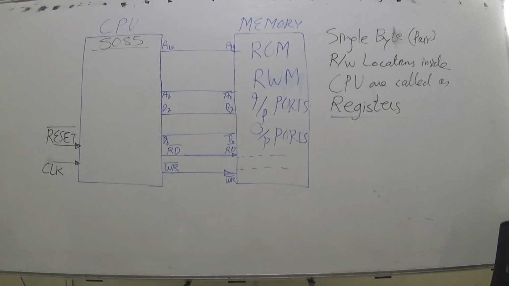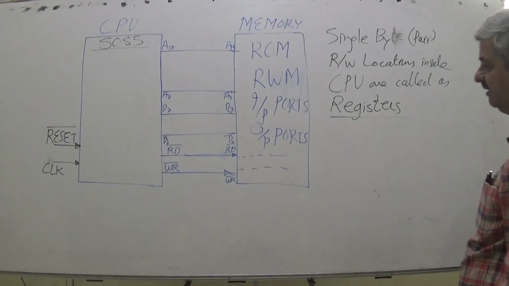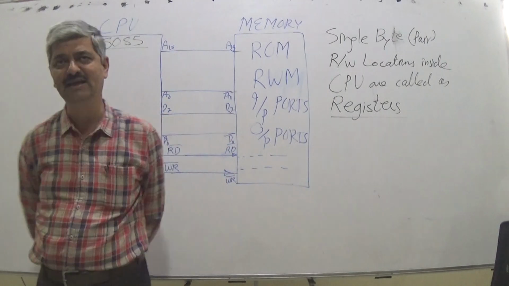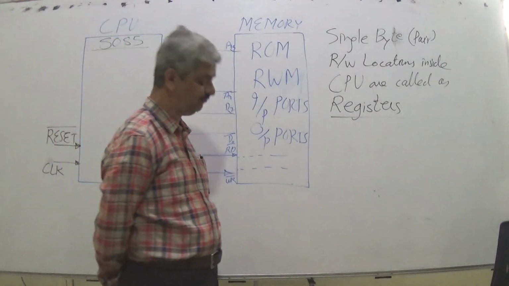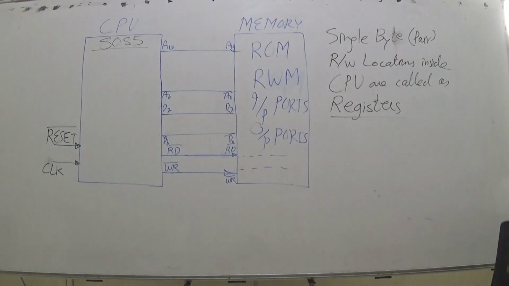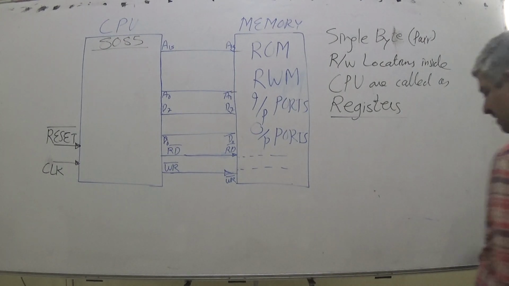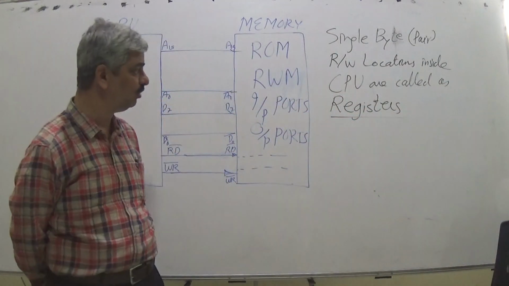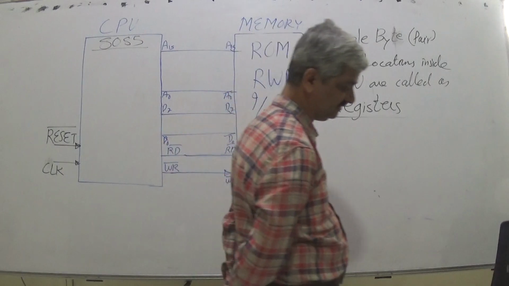So coming from the microprocessor, we can connect various read-only locations. What can be connected from outside to the microprocessor is a total group of 65,536 locations, which can be read-only memory locations, read-write memory locations, input ports or locations, and output ports or locations.